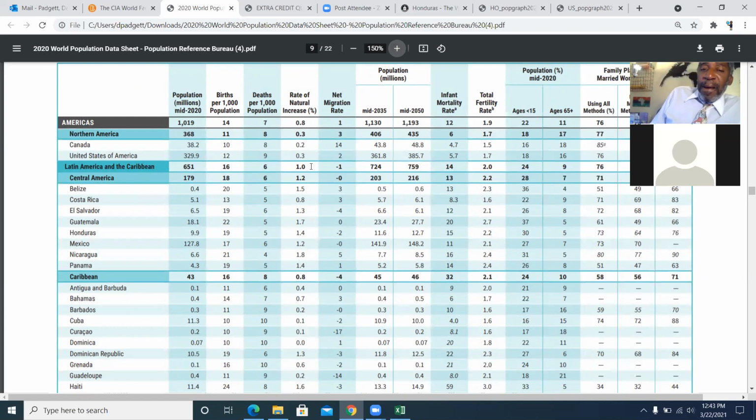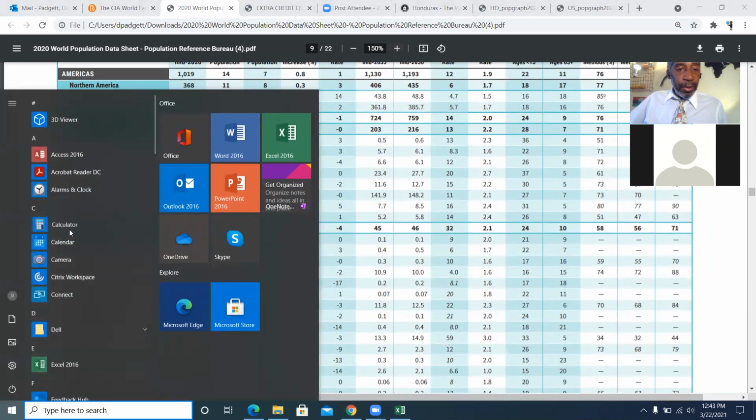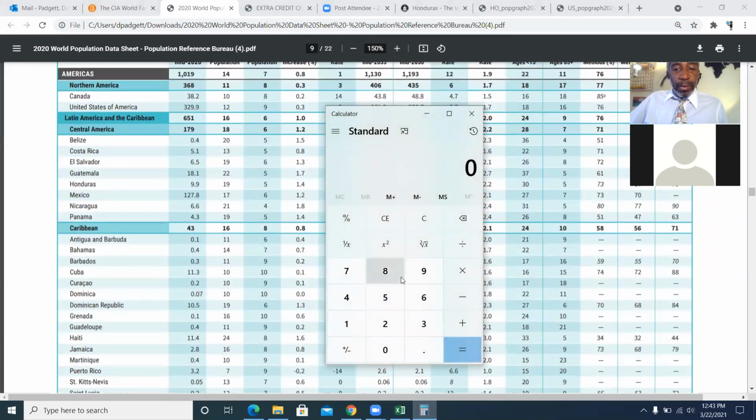Okay. So if we look at Latin America and the Caribbean as a whole, we see that their rate of natural increase is 1%, significantly higher than the United States. If you look at some of the countries there, such as Nicaragua, Honduras, let's look at Nicaragua. If we go to the calculator, they are at 1.8. So we take 70 divided by 1.8. 38-year doubling time for Nicaragua.